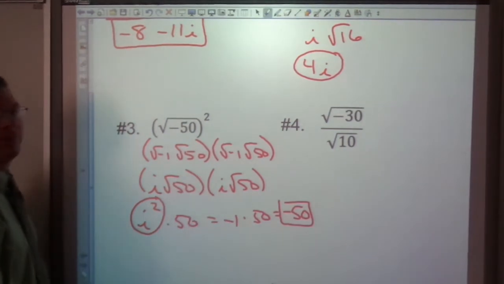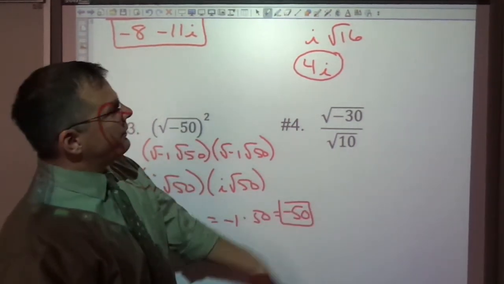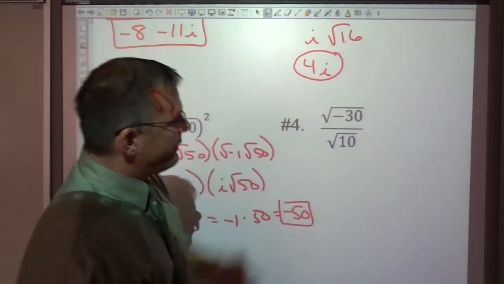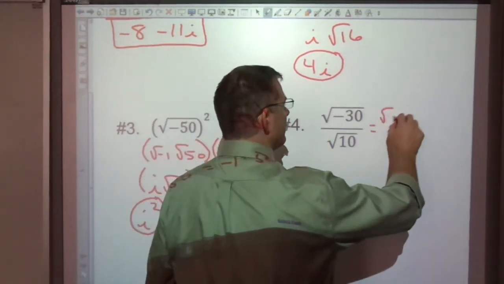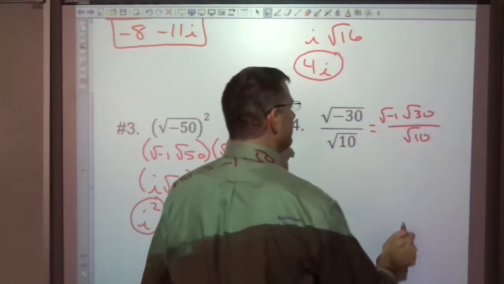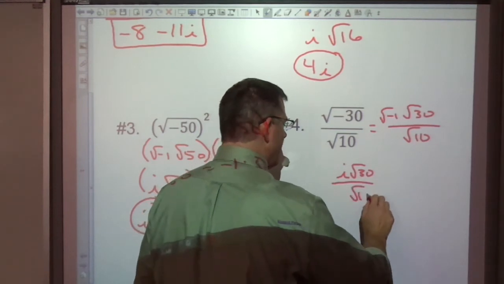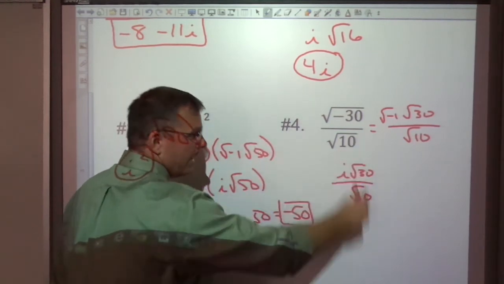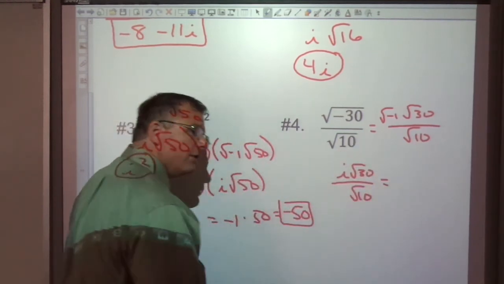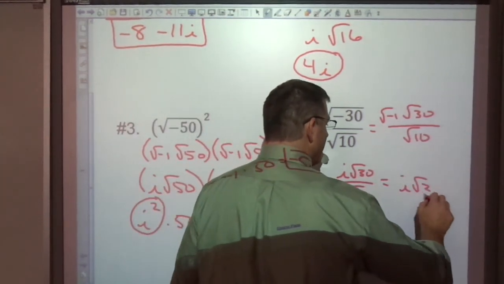Finished. And lastly, don't divide and get square root of negative 3. We can't do anything with this. We need to change it. Negative 130. This would be i radical 30 over radical 10. These are both positive now, so now we can divide. Radical 30 divided by radical 10 is radical 3. We have i radical 3.